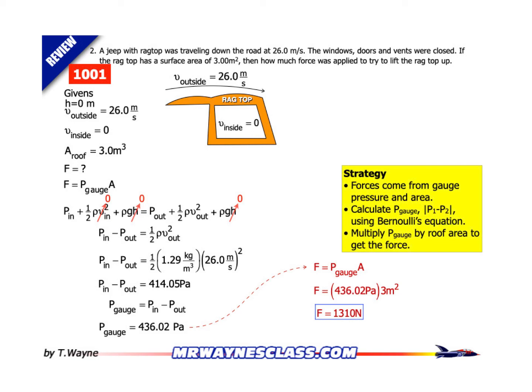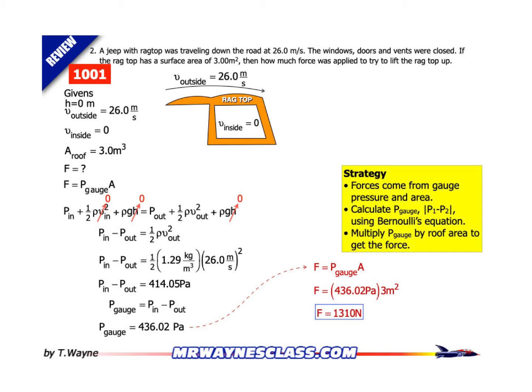This is the solution to the fluids review problem number 1001. A Jeep with a ragtop was traveling down the road at 26 meters per second with the windows, doors, and vents all closed. If the ragtop has a surface area of 3 meters squared, then how much force was applied to lift the ragtop up?